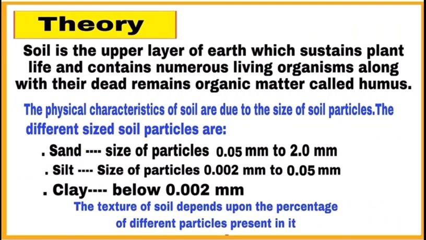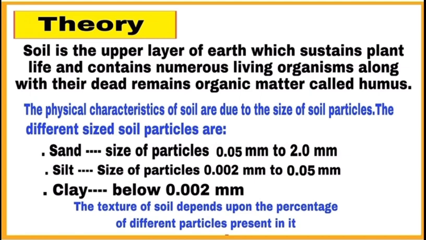Soil is the upper layer of earth which sustains plant life, and this layer of soil contains numerous living organisms along with dead remains of organic matter. This organic matter is called humus. The physical characteristics of soil are mainly due to the size of soil particles.